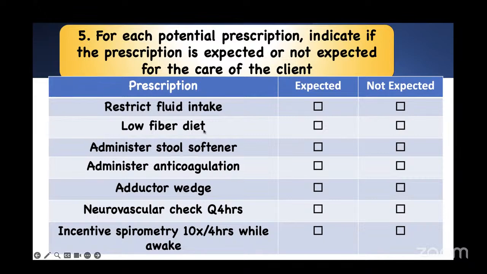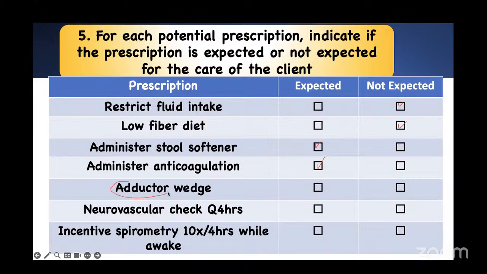Of course, we're not going to restrict their fluid. It's not expected, right? Low fiber diet, they're going to have constipation. Why do we do that? No. We should give them stool softener because they're going to have pain medication. They're not going to be moving along, and they're going to have pain and slow down in their GI tract, and they will have constipation. They will need anticoagulation to prevent DVT, right?